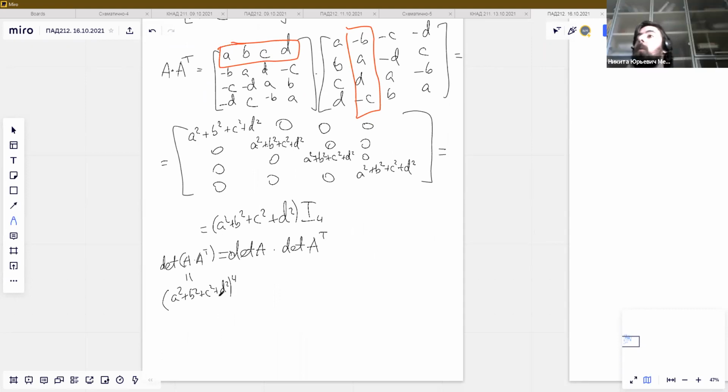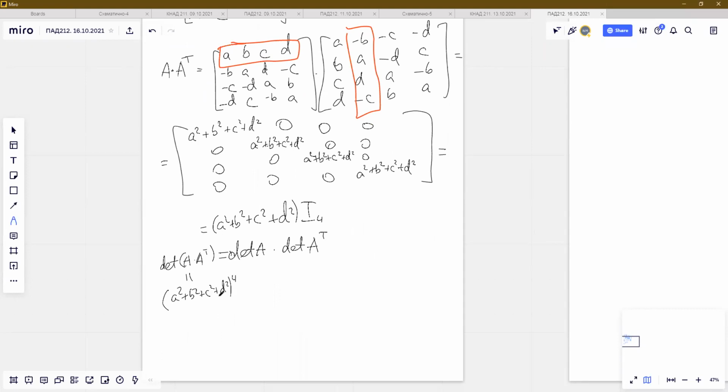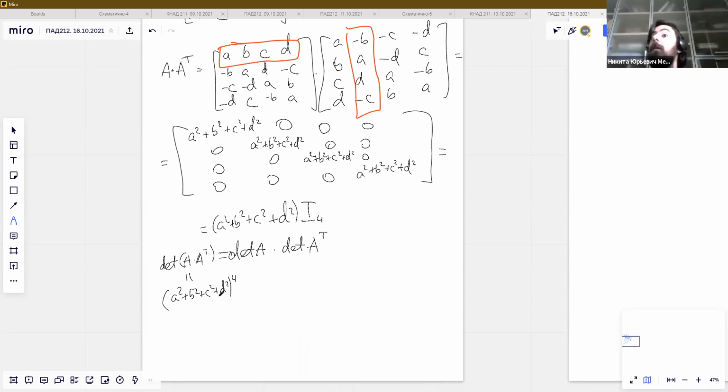In the power of 4. Why? Because all other elements are zeros. Okay, sure. This determinant simply equals the product of the elements on the diagonal. That's the 4th power. Okay, but how does it help? So we found not the determinant we were looking for, but its product with something else. How to move from here?